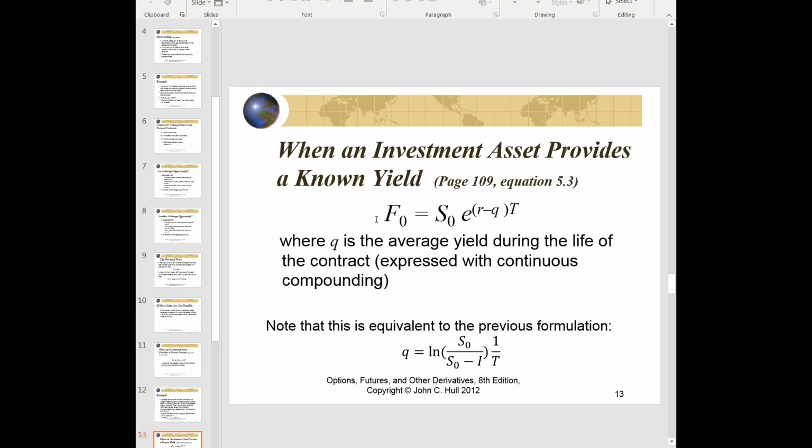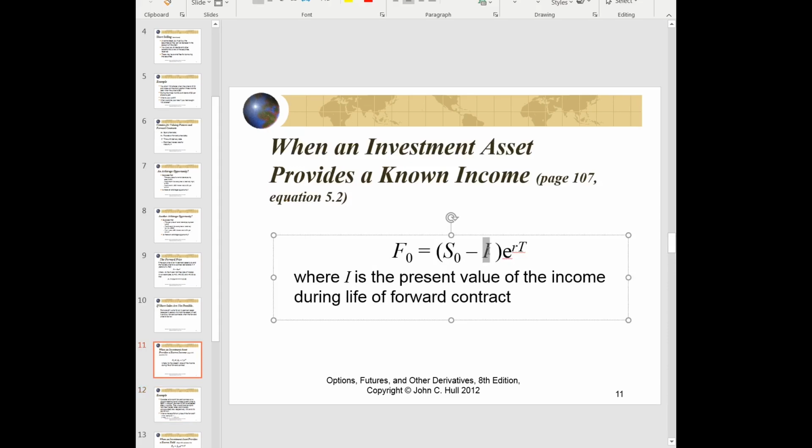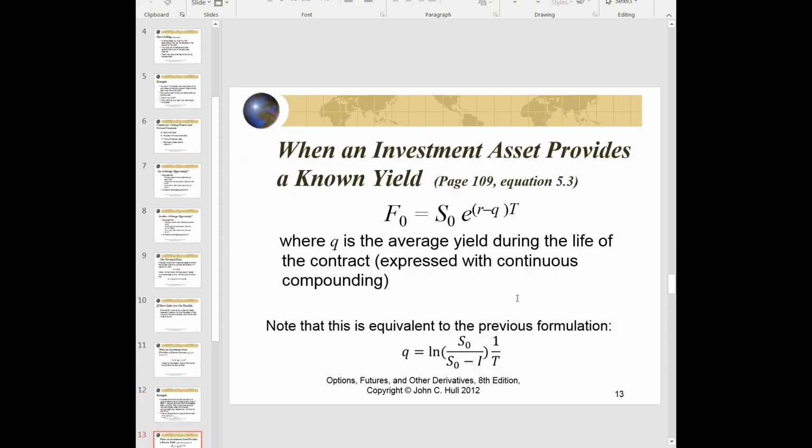Now, just a detail here. We can either do the present value of the income like this, or we can transform that through a yield, an average yield during the life of the contract, through this expression. And then the formula, instead of being S minus I compounded, becomes like this, where I'm subtracting this yield q from the risk-free rate. This gives me the same number on the left-hand side as before. It's just a different way. This q here is just a different way of writing that present value of the income.